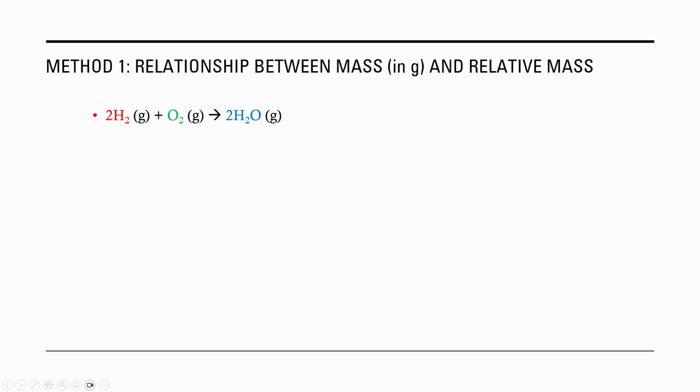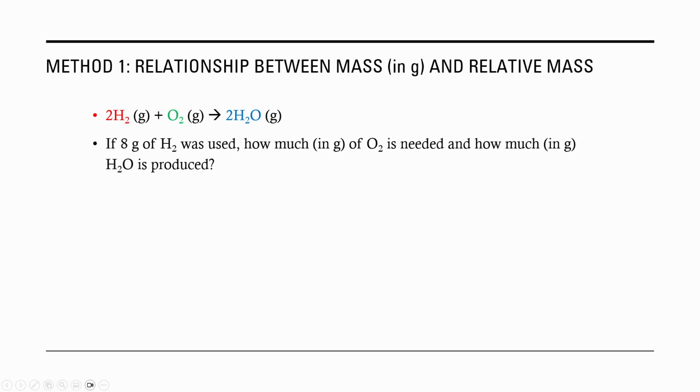So let us first look at this chemical equation. Here we have the combustion of hydrogen in the presence of oxygen to form water. Let's say we're given the information that 8 grams of hydrogen was used. How can we work out how many grams of oxygen is needed and how many grams of water is produced?